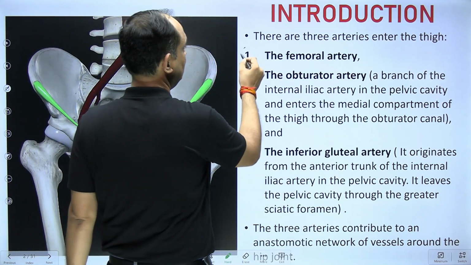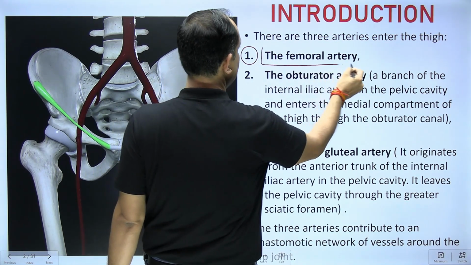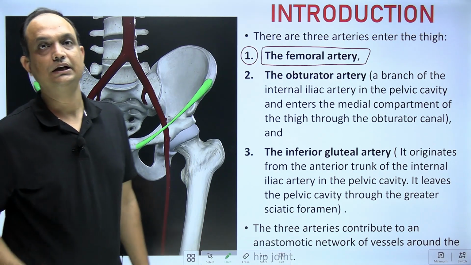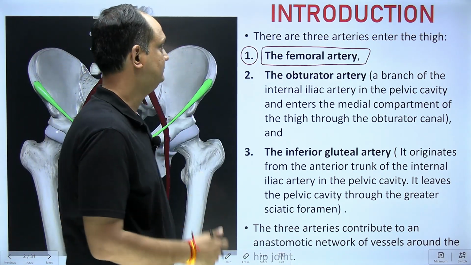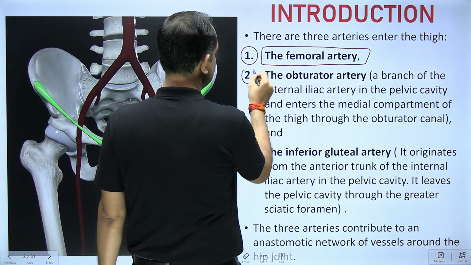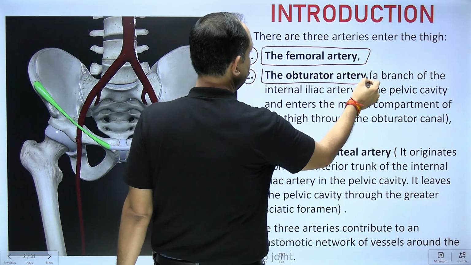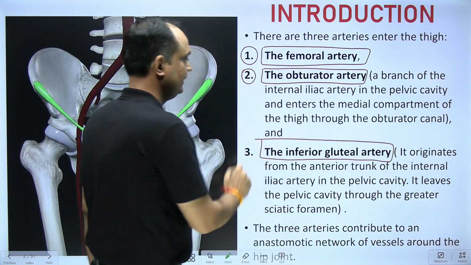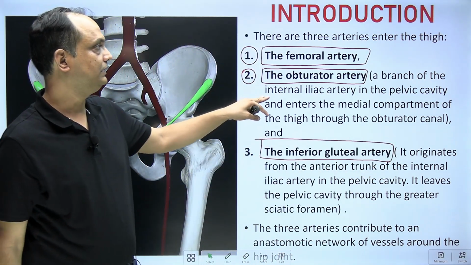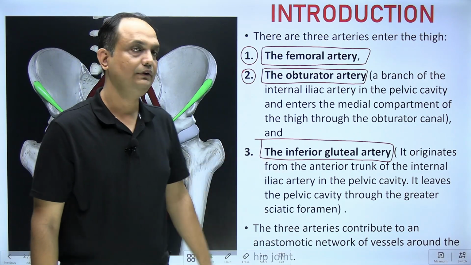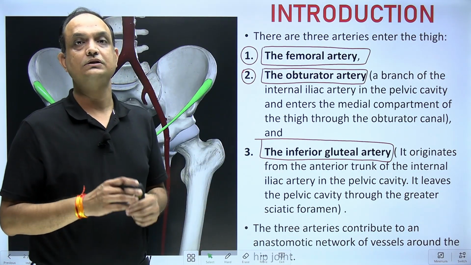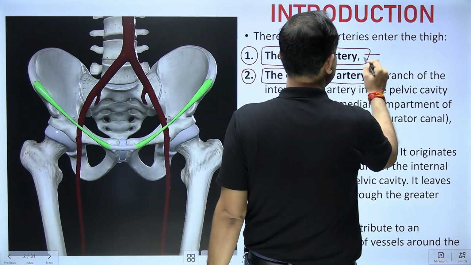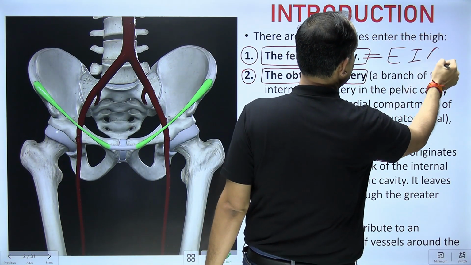One is your femoral artery, and you know that the femoral artery is a major artery which enters into the thigh from the front. Apart from that, you will have two more sources of blood. One is the obturator artery and another is the inferior gluteal artery. So dear students, the obturator artery and the inferior gluteal artery are branches of the internal iliac artery. But the femoral artery is from the external iliac artery.